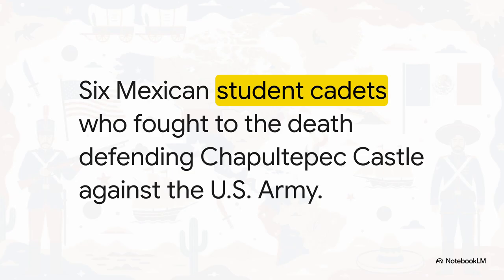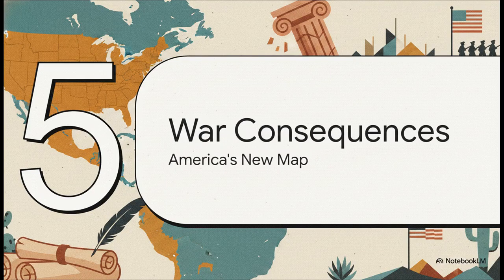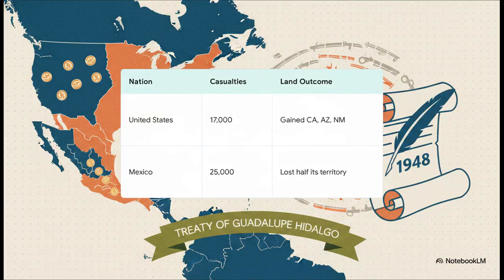The very next day, U.S. forces occupied Mexico City. And that brings us to Section 5, Consequences, America's New Map. The fall of the capital essentially ended the major military operations, setting the stage for 1848 and the stark final accounting of the Treaty of Guadalupe Hidalgo.